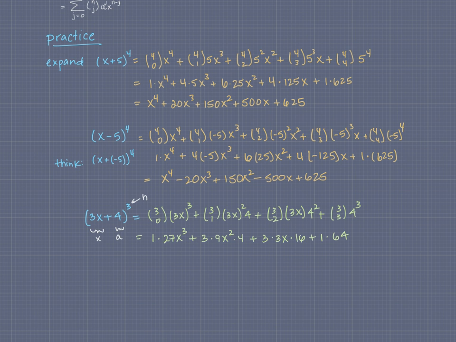So working to clean up each of those terms just a little bit, and then here one more step to finish simplifying completely. We get 27x cubed plus 108x squared plus 144x plus 64 as our expanded expression.